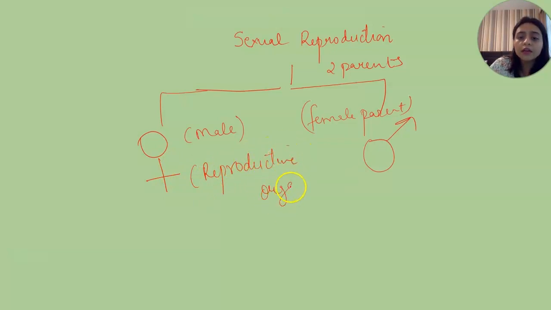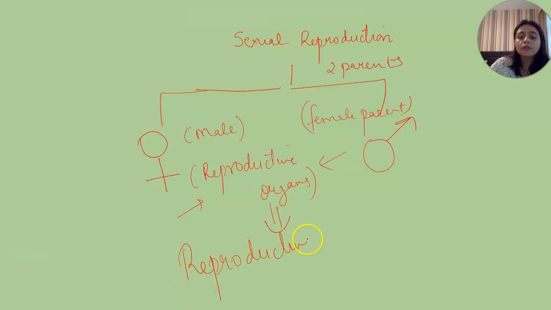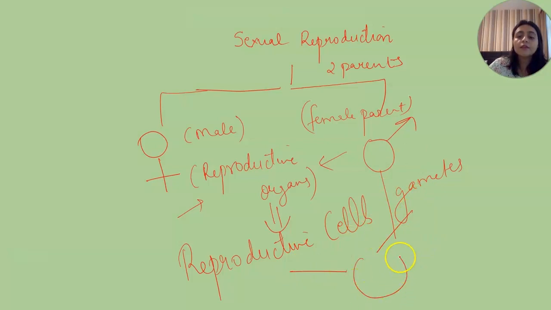The male and female have their own, different reproductive organs. And what do these reproductive organs do? They give out reproductive cells, or gametes in scientific terms. When these reproductive cells, half from the male and half from the female, come together, they give rise to a baby or offspring.